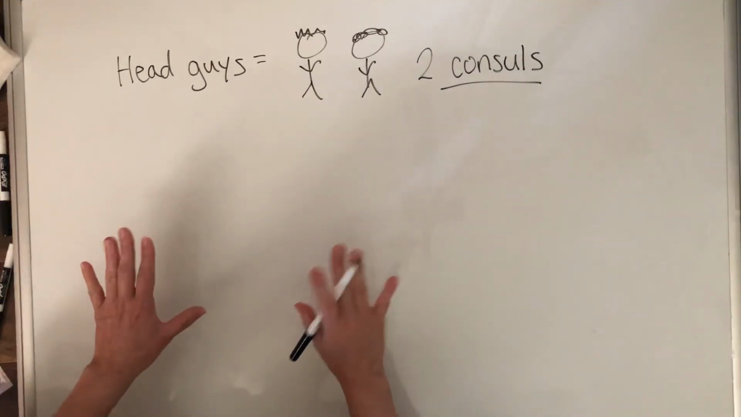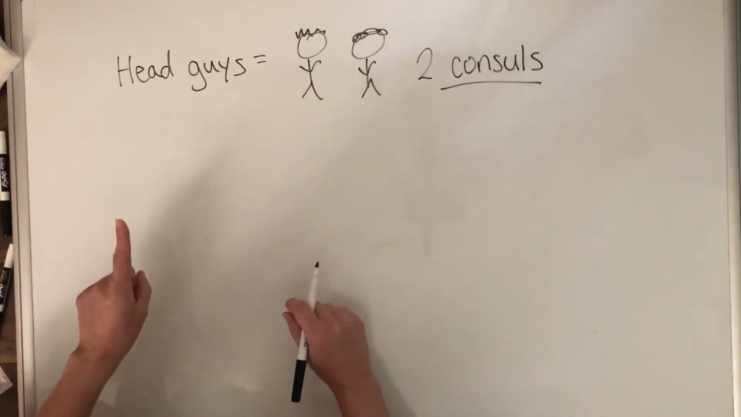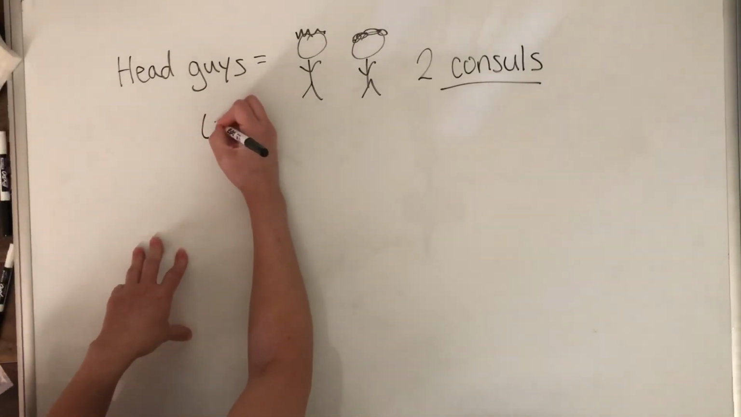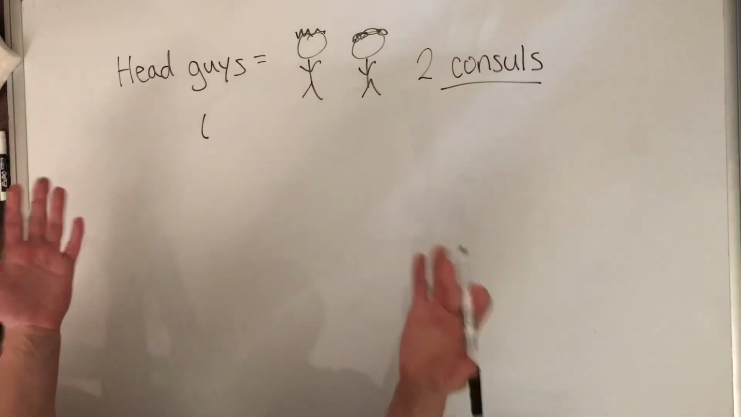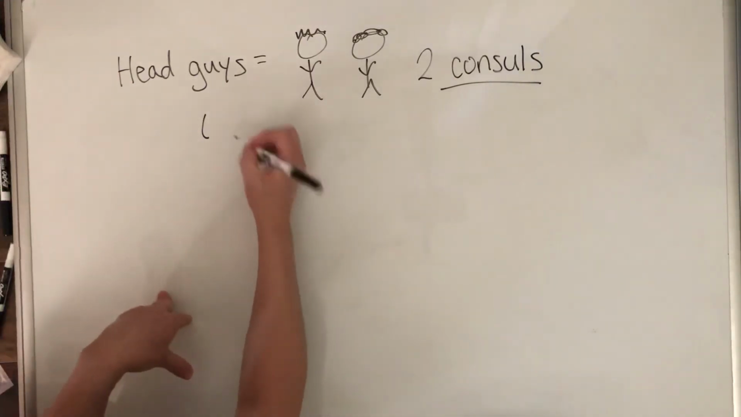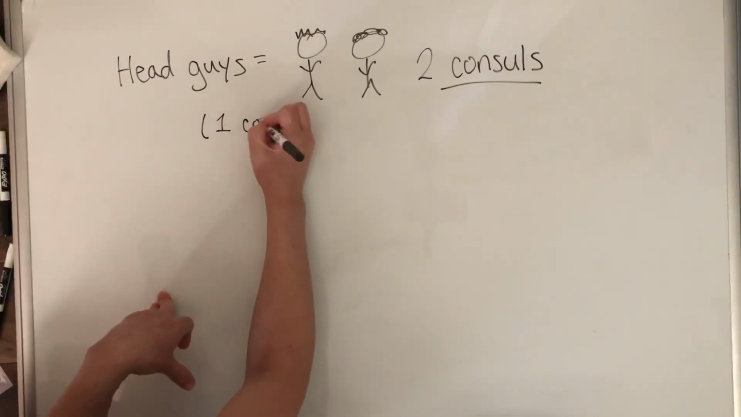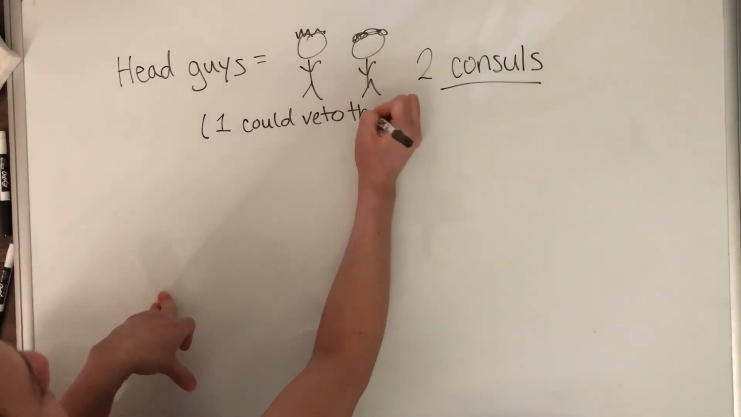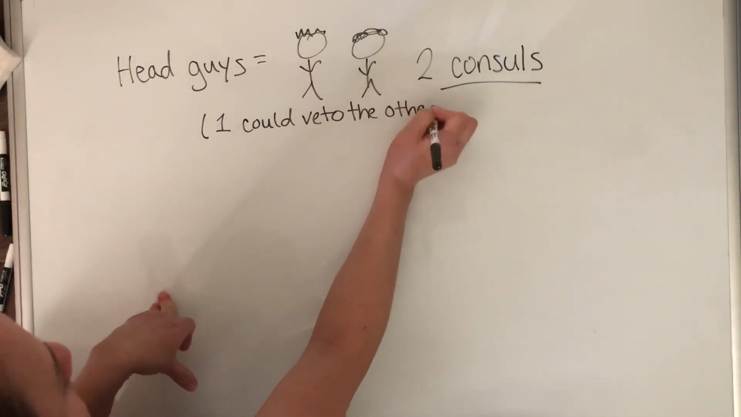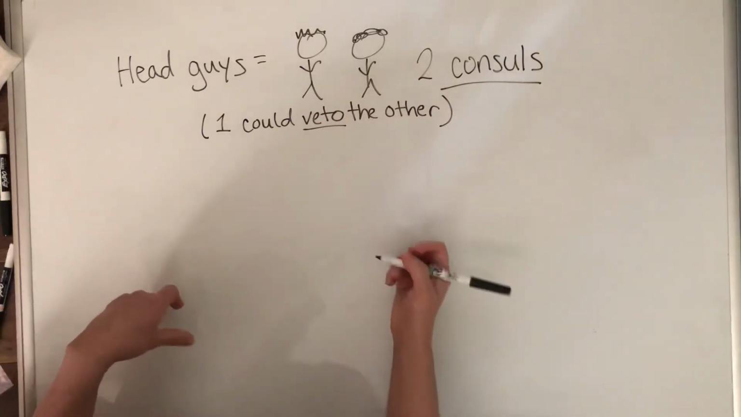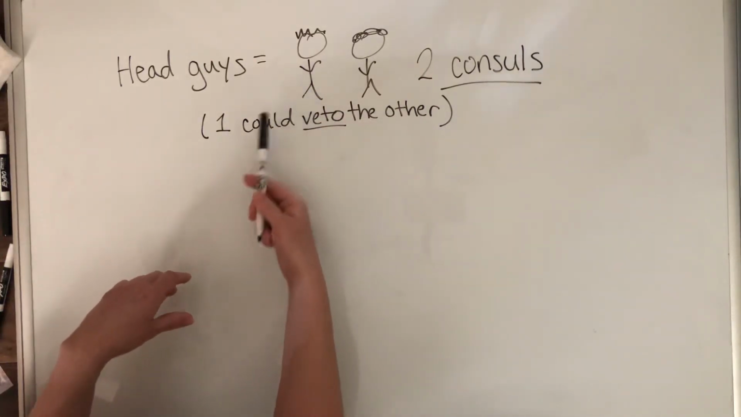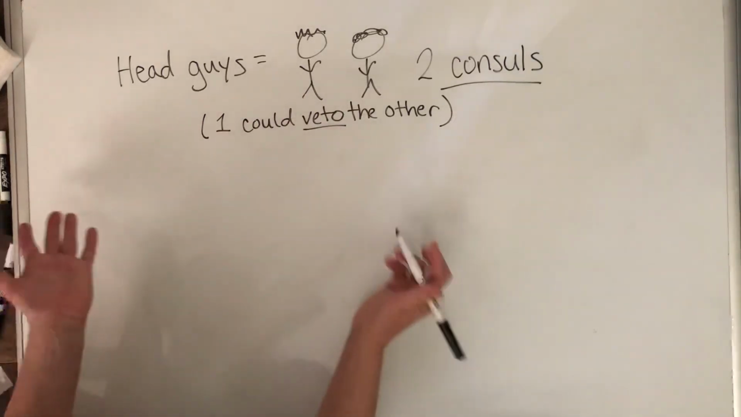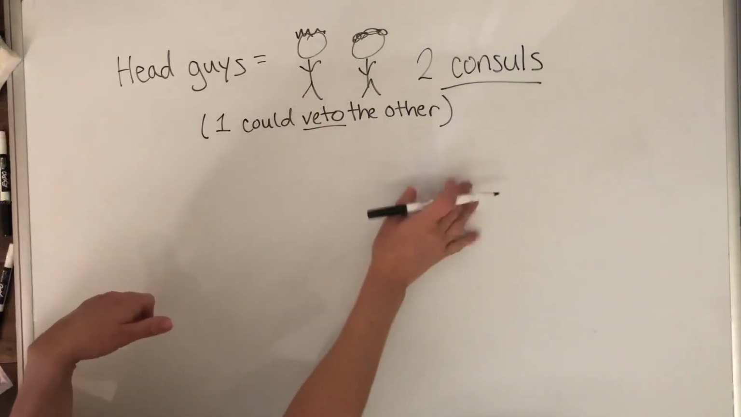The good thing about having 2 consuls is that one consul is going to have veto power. And if you can remember what veto means, it actually means I forbid in Roman. So one could veto the other. And that was really important, because if this guy's trying to make a law or pass a law and this guy says no, veto, then it doesn't get done. So one could veto the other.